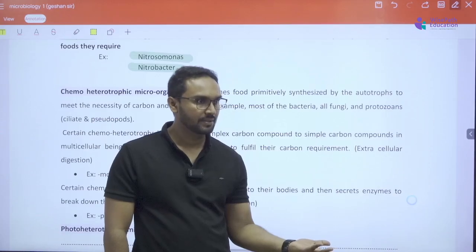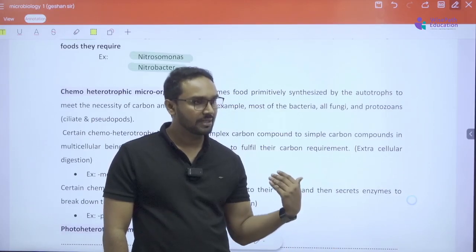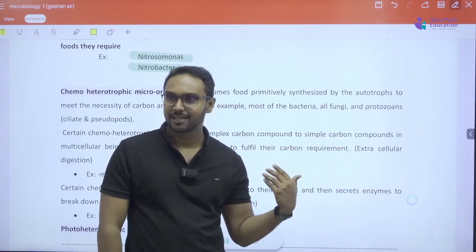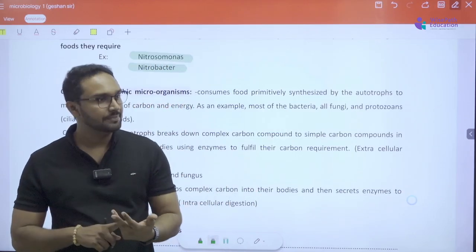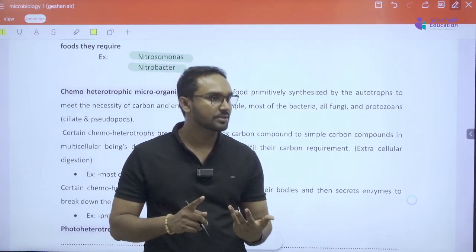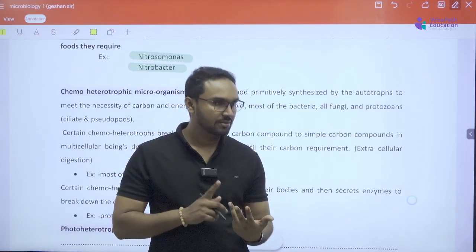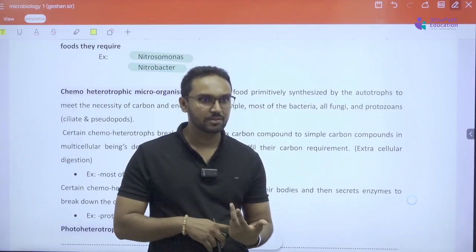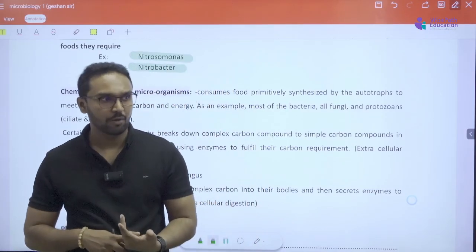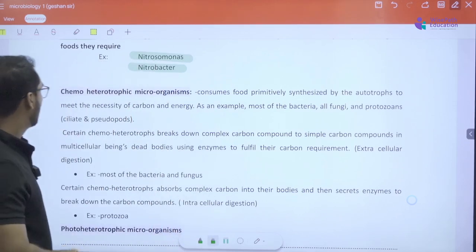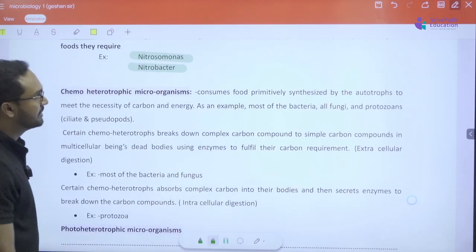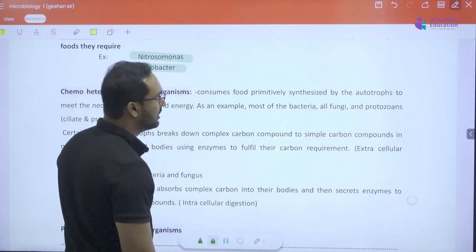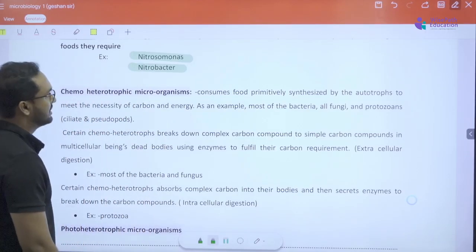What is your energy source? That was the energy source, and even the carbon source is that. So the energy source is chemical, and the carbon source is also chemical, the organic carbon. So yeah, chemoheterotrophs, right? We are all chemoheterotrophs. So in this case, chemoheterotrophs consume food primitively synthesized by the autotrophs to meet the necessity of carbon.